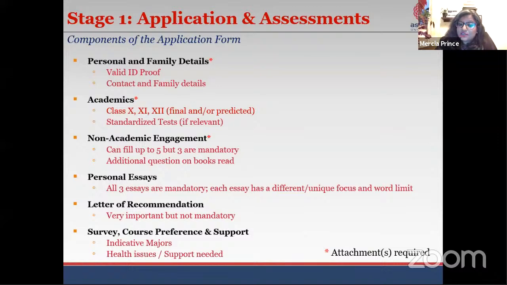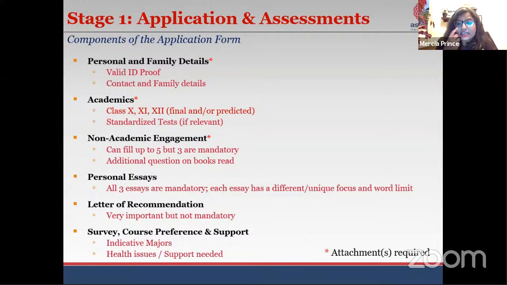Letter of recommendation, very important. If you can submit it, it would be very helpful. We've put some things together as to what we would like to hear from your recommender, but it's not mandatory because we know that there may be some of you who may not have access to somebody to write a letter of recommendation, and that's okay. But if you are able to, then we would request you to submit a letter of recommendation.